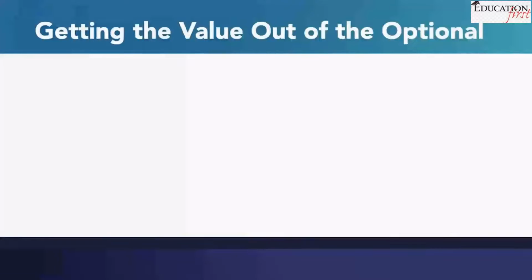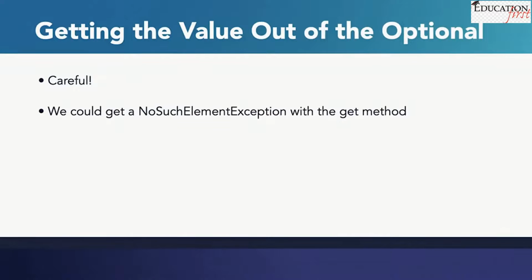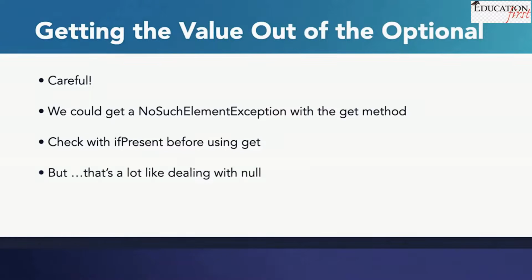Next, we may want to get the value out, but here we have to be careful with what method to use. If we use get, it throws a NoSuchElementException when there is no value present. If you want to do that, you'd have to check with isPresent first. But if we do that, it looks a lot like the old way of dealing with null. And if we could only use optionals this way, it would not add a lot of value. Luckily, there are more methods with more options in there.